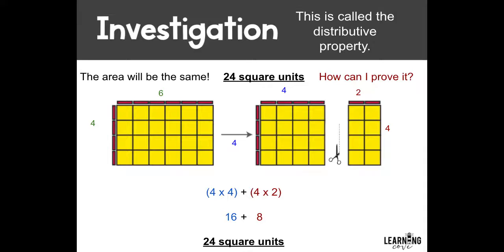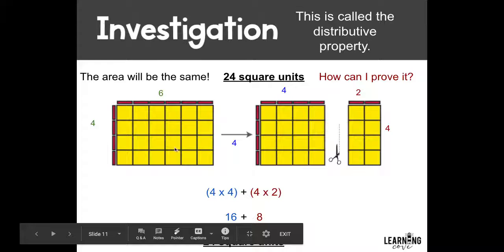The area is going to be the same. It's still going to be 24 square units. This is called the distributive property. But how can I prove it? You know, as mathematicians, we're always trying to prove our math thinking.